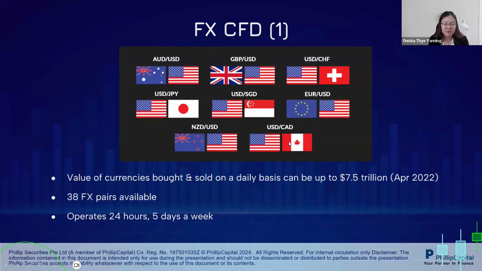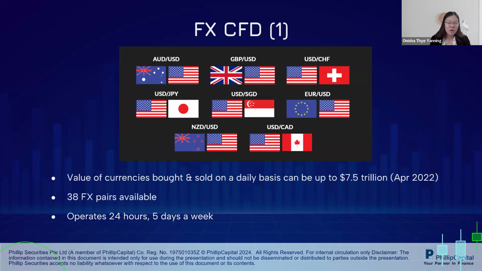So for FX CFD, the value of currencies bought and sold on a daily basis can be up to 7.5 trillion, which means the FX market is quite huge, as of April 2022. Imagine in 2024 it will be much bigger, but I couldn't find the statistics for this year. So it's fine. In Phillip Securities, we offer 38 FX pairs for trading. For exotic pairs that you would like to trade, you can also send an email to us and we will evaluate whether it's suitable for trading, because we need certain liquidity for it too.